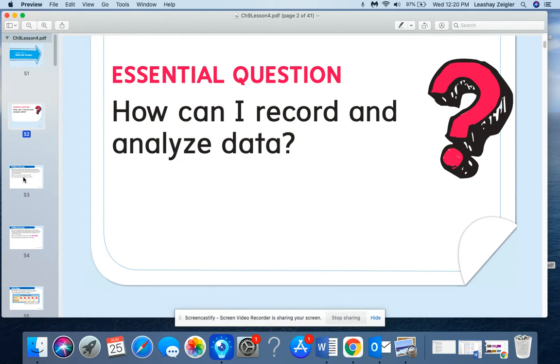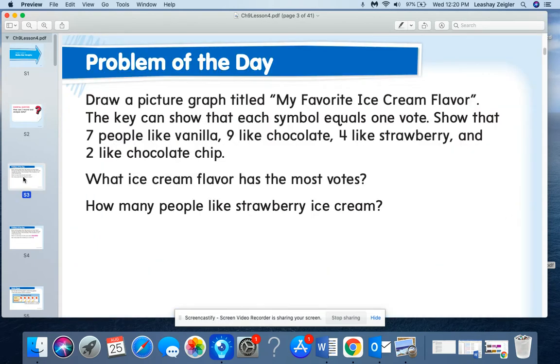With that thought, I want to go over a few practice problems. So here's our problem of the day. It says, draw a picture graph titled, My Favorite Ice Cream Flavor. The key can show that each symbol shows for 1 vote. Show that 7 people like vanilla, 9 people like chocolate, 4 people like strawberry, and 2 people like chocolate chip. What ice cream flavor has the most votes?